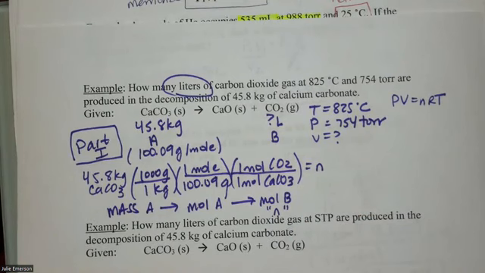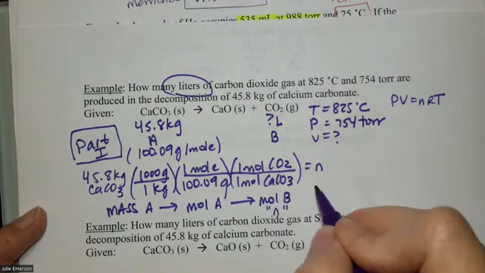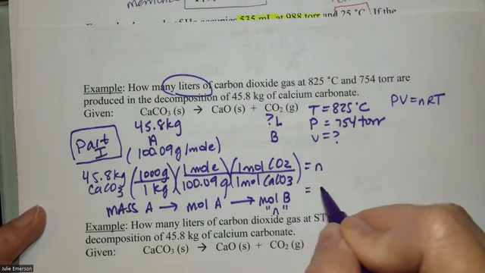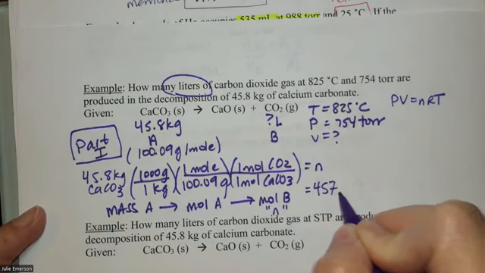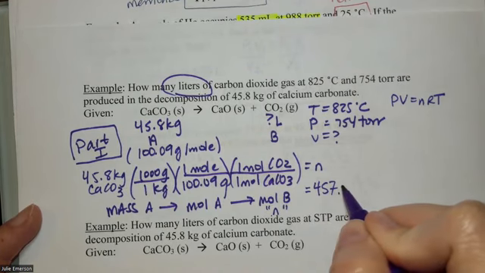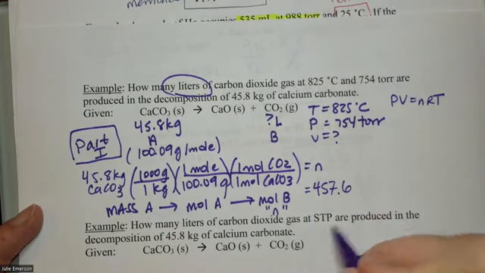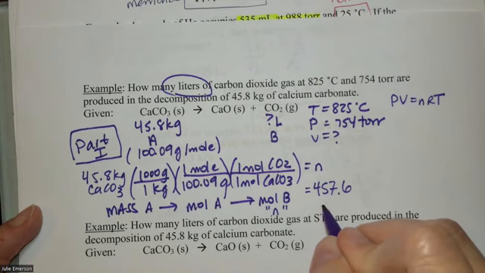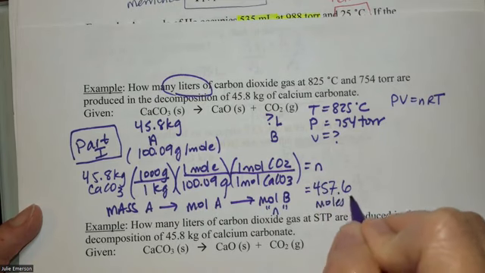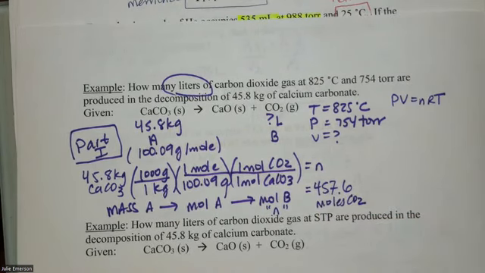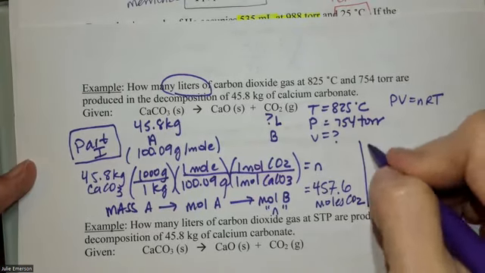So if I take 45,800 and divide that by 100.09, I'll keep 457.6 and do our 3 sig figs at the end. So this would be our moles of CO2. All right, so 457.6. Now part two.